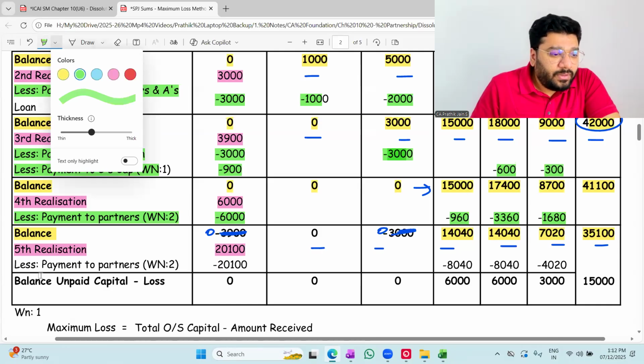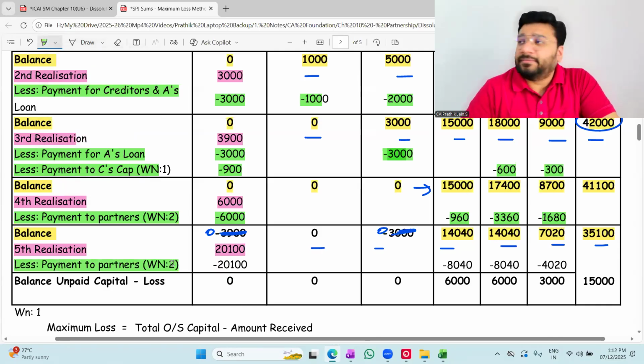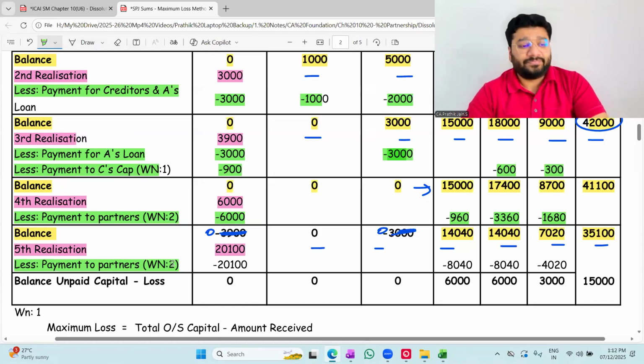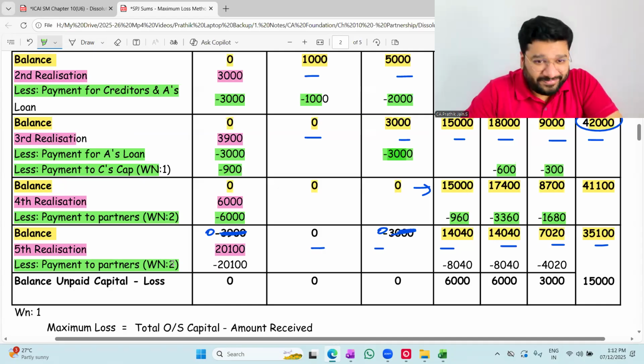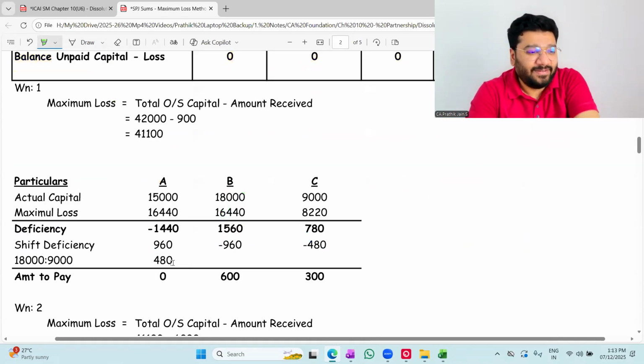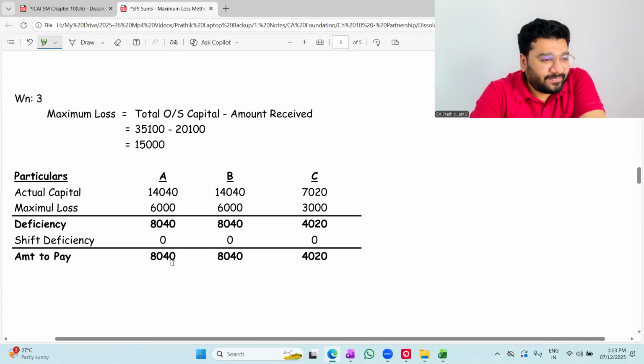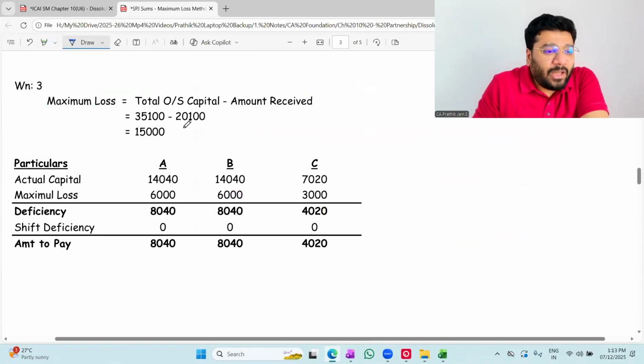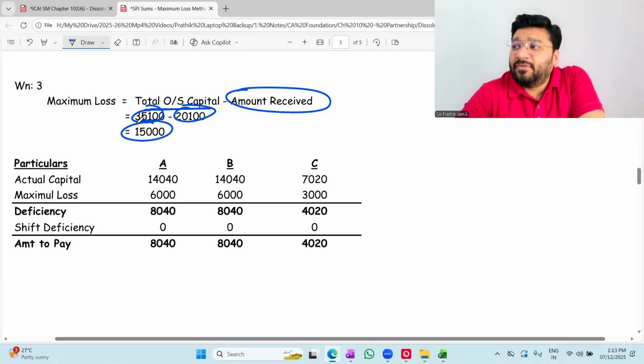Now, in that payment, to whom will you make it? Same steps you have to follow. Who will do it? You will do or I'll do? Both will. Now you do first. Total outstanding capital now, how much? 35,100. Then how much received now? 20,100. So balance maximum loss is 15,000 rupees.